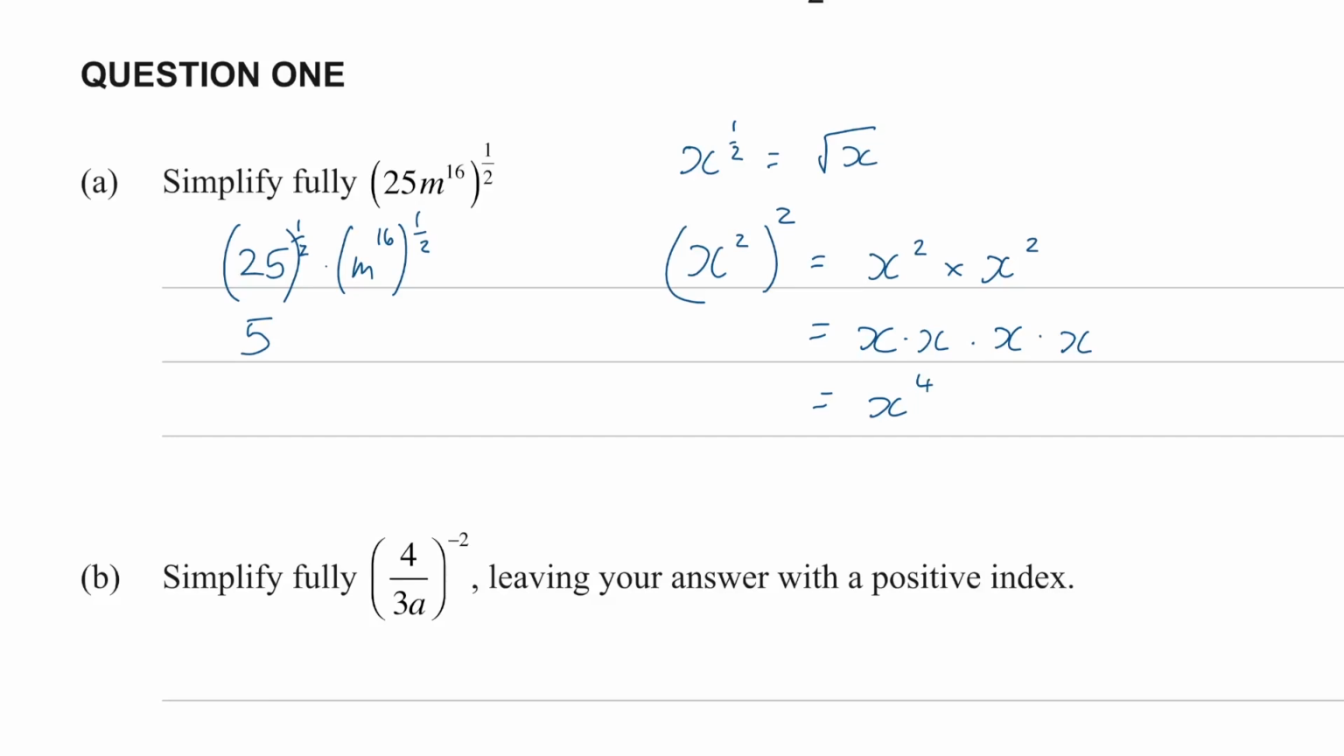So back to this example, m to the power of 16 to the power of a half is the same as m to the power of 16 times a half, which simplifies to m to the power of 8.